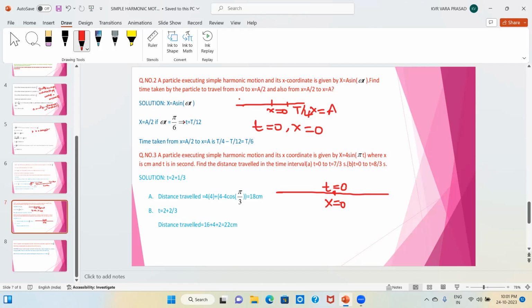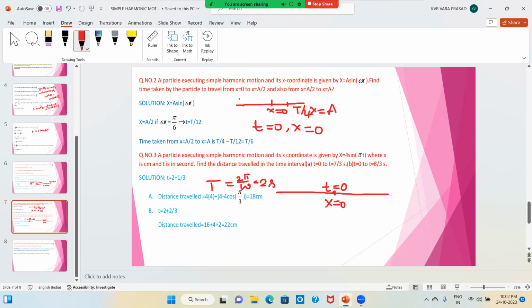So in this, the time period will be, omega is given as pi. So time period equals 2 pi by omega, and omega value is pi. So it is equal to 2 seconds. That is the time period.